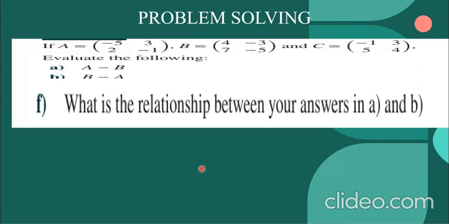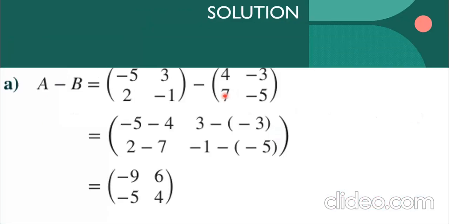So if we have matrices A, B, and C like this, we have to evaluate the following. We should find matrix A minus B, then matrix B minus A. After that, we look at the relationship between the results. That is, what is the relationship between your answers in A and B? So let's go.